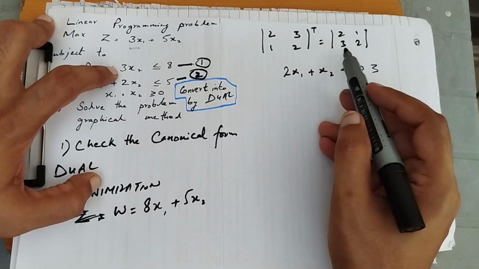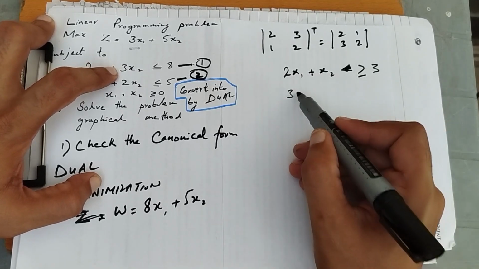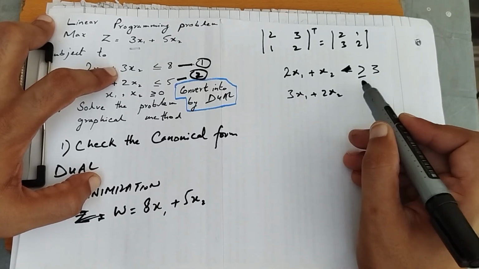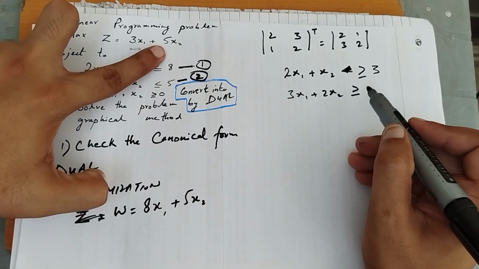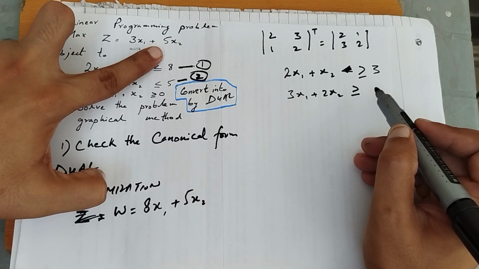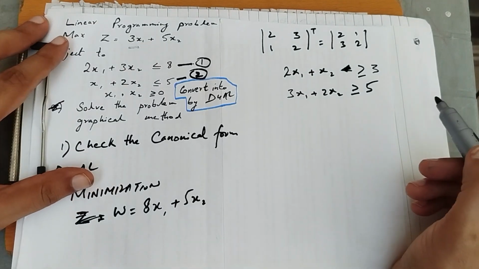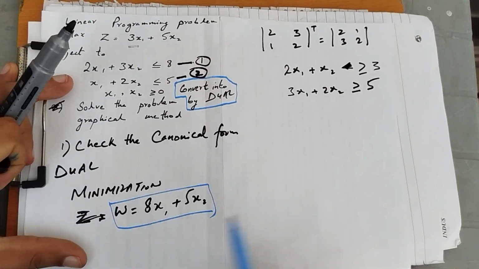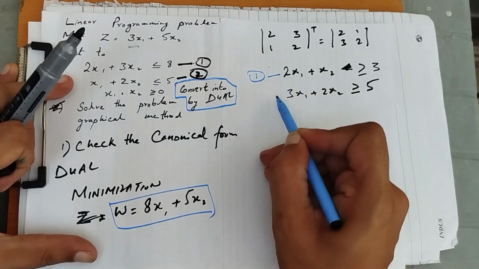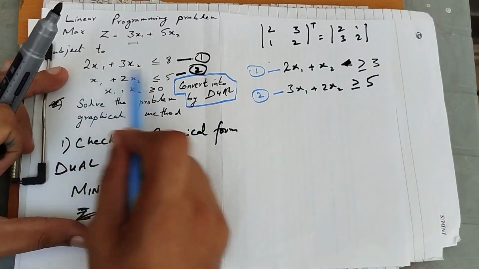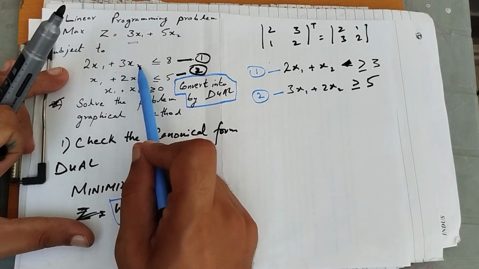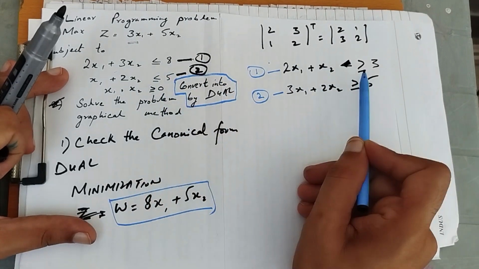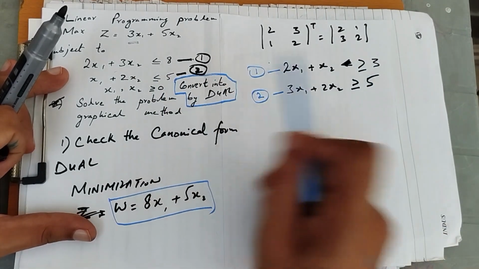So next, what would we do? The next is 3 with the variable x1, plus 2 with the variable x2, and the inequality would be greater than or equal to. And 5 is the next coefficient of the objective function, so we will take the 5. Now we have come up with the minimization objective function, and these are the first constraint and the second constraint. The first constraint is transformed from 2x1 plus 3x2 to 2x1 plus x2, the inequality is changed from less than to greater than or equal to, and the right hand side is changed from 8 to 3.